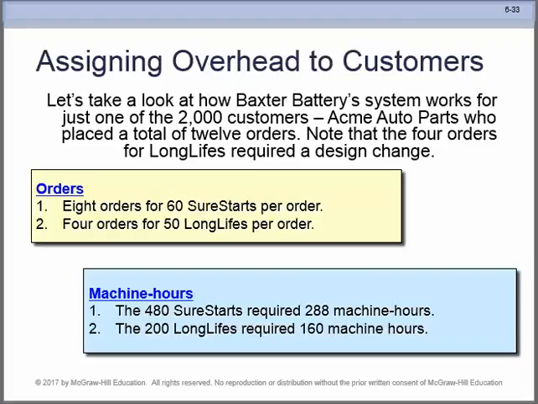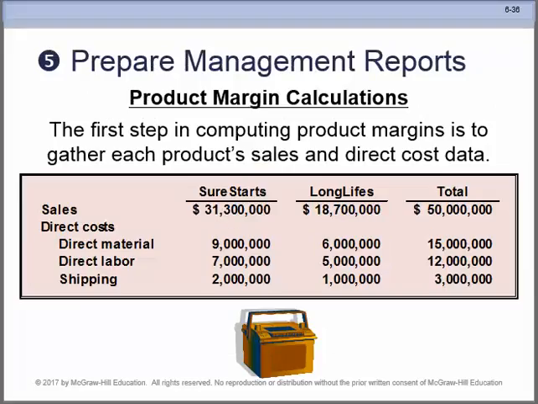The 480 Sure Starts required 288 machine hours. The 200 Long Lives required 160 machine hours. Okay, so now let's take this into some sort of a report, shall we?